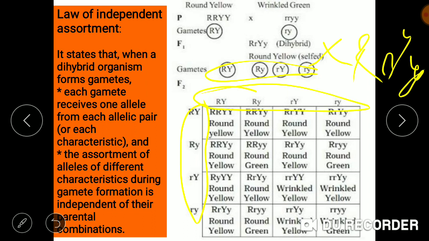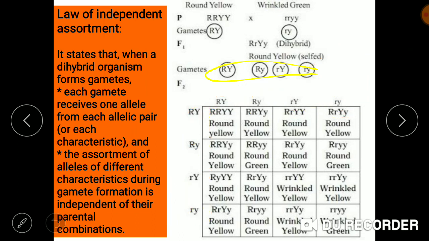So capital R, capital Y, capital R, capital Y, capital R, small y, capital R, small y, small r, capital Y, small r, capital Y, and small r, small y, small r, small y. This is the Punnett square. We have written the gametes of the 2 different parents on both the sides. Now we will perform the crossing.